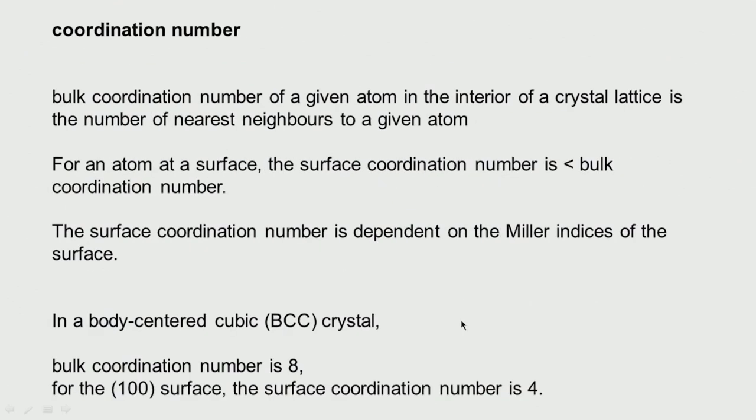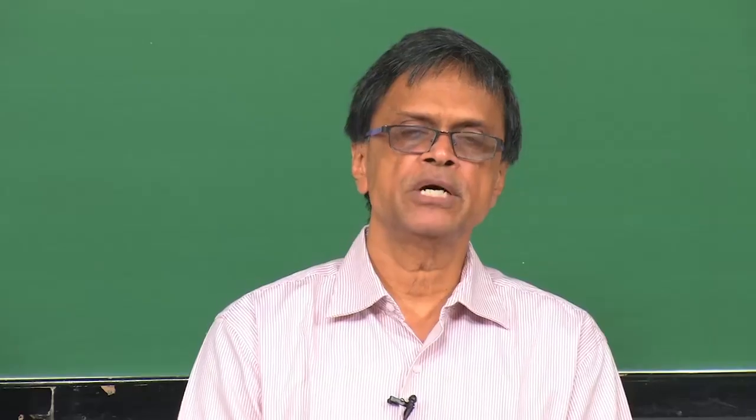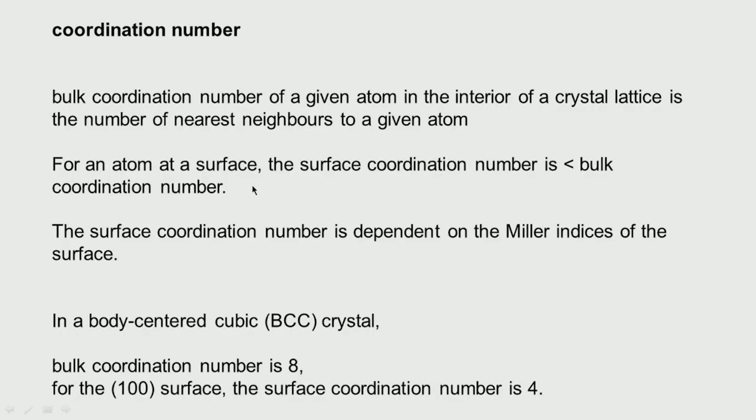Now, there is a slight difference in coordination number depending upon whether it is a bulk coordination number of a given atom, that is the total, or it is a surface coordination number, that is on the surface of, say, a cube. So, generally surface coordination number will be less than the bulk coordination number. So, when we say surface, we look at the surface atoms and see for a central atom what are the nearest neighbors. Whereas, when we say bulk coordination number, we look at the central atom in a bulk three-dimensional structure and see what are the atoms that are surrounding it.